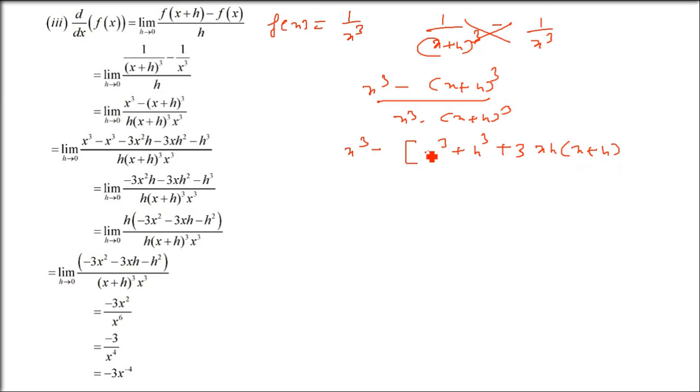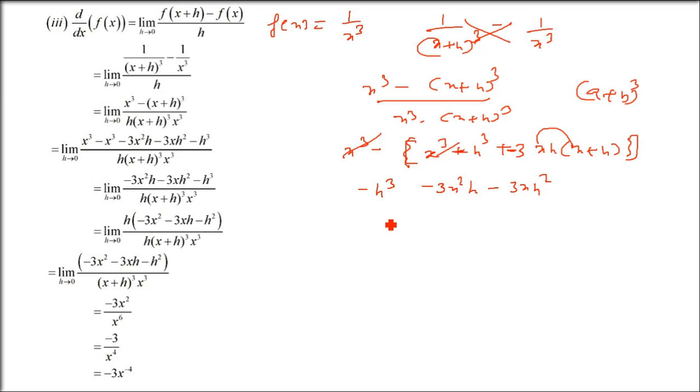Here I am just opening (x plus h) whole cube. That is a cube plus b cube plus 3ab(a plus b), if it would have been (a plus b) whole cube. So this I'm just opening negative. So x cube gets cancelled. All the other terms will be negative. So we have minus h cube, and opening it, it will be minus 3x square h and minus 3x h square.